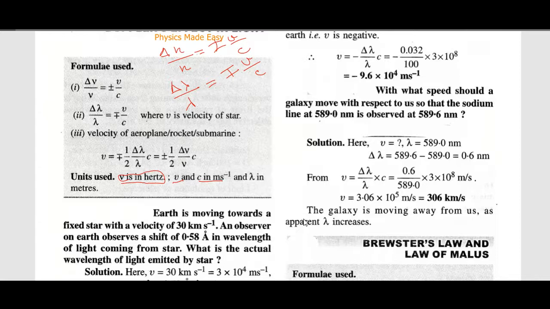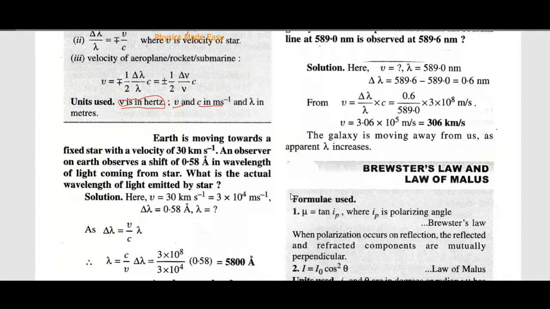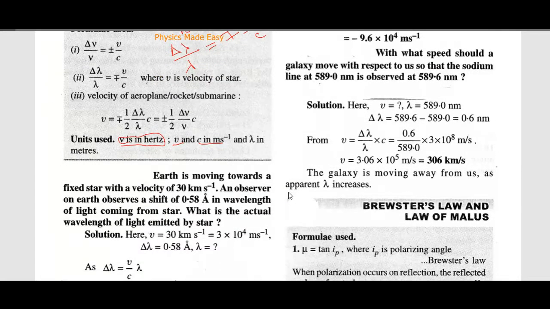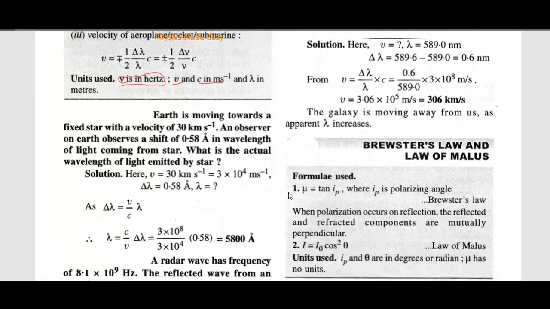Now, all the questions on this topic that are asked from you are trivial. Earth is moving towards a fixed star, velocity is given. An observer from the Earth observes a shift. Shift is given, delta lambda is given, and velocity is given. C we already know. Then you can find out the wavelength. I don't think there is any problem. Delta lambda by lambda is equal to V by C. V is equal to delta lambda by lambda multiplied by C.